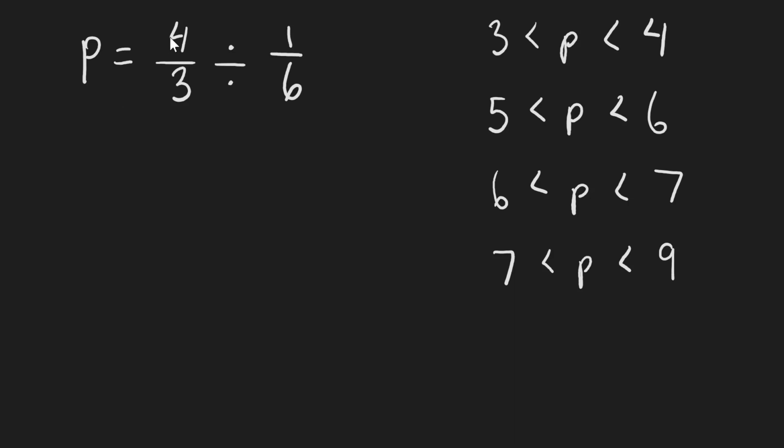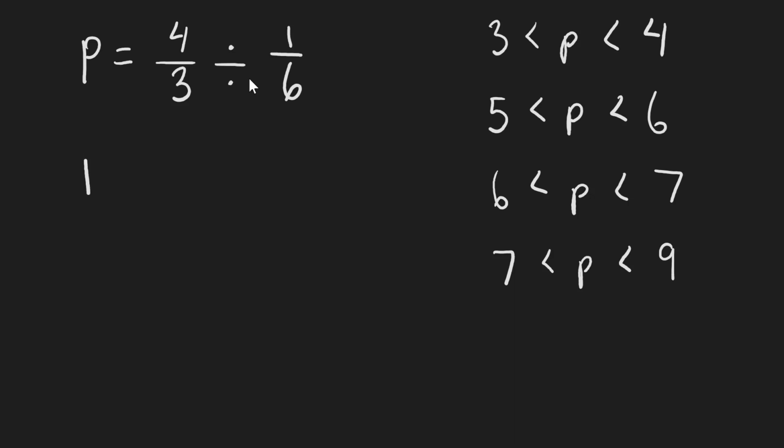We know that p is equal to 4/3 divided by 1/6. And so we'll need to divide these fractions. And if you don't remember how to divide fractions, please go back to number 3, where we covered all the different types of fraction operations, including division. So let's go ahead and divide these fractions.